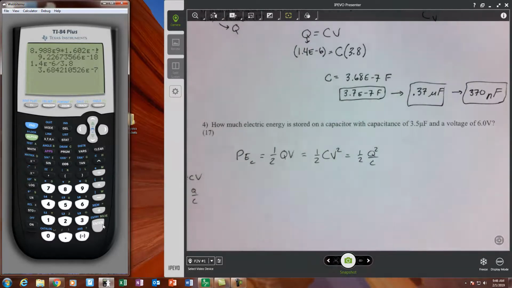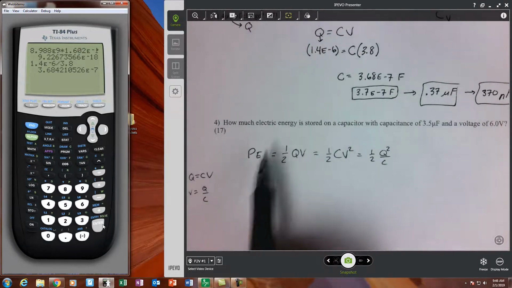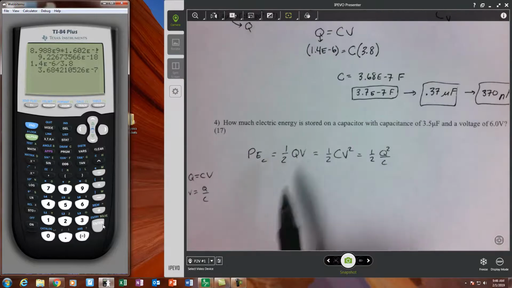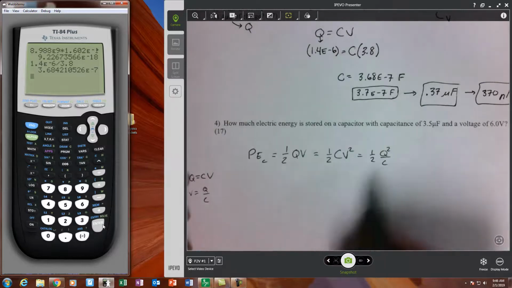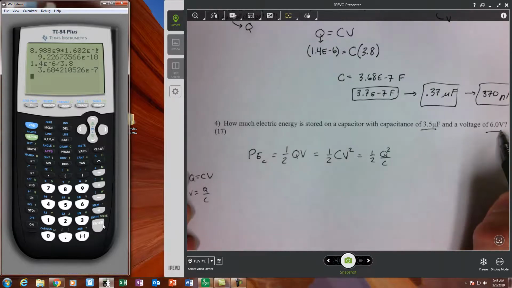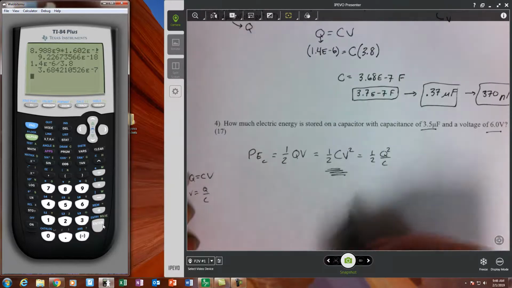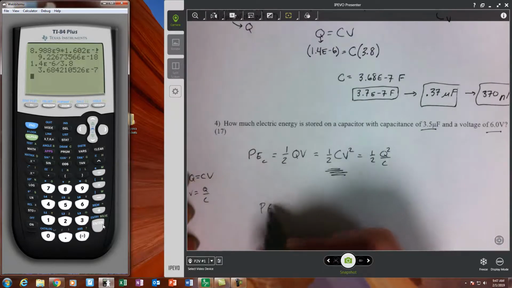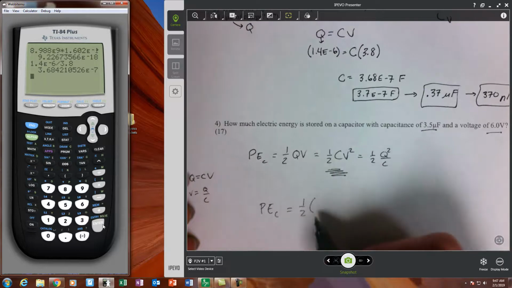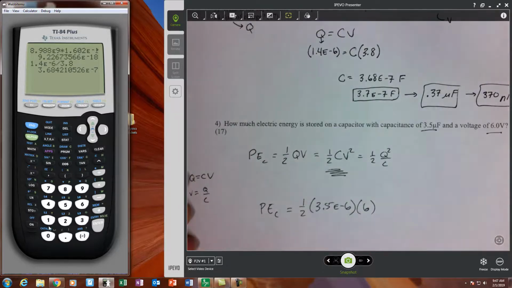Really, you don't have to have all 3. You just need to know Q equals CV, and then the first one, potential energy is 1/2 QV. Depending on what you're given, each of these has its own value. If I want to just use one formula, I'm going to come over here. This is a capacitance, that's C. And this over here, 6 volts, is a voltage, that'd be V. So I really like this middle one right here. The potential energy that I'm going to have stored is 1/2 the capacitance of 3.5 E negative 6 farads times 6 volts.